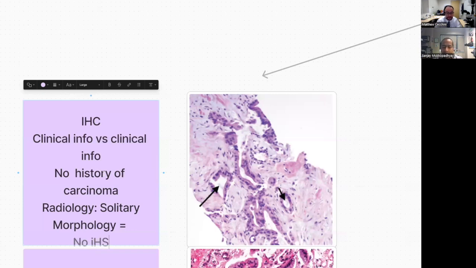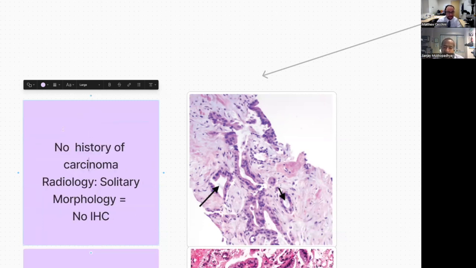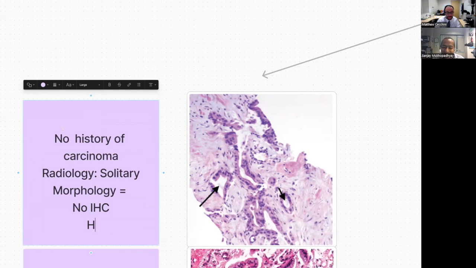Yeah. And for radiology, if this was diffuse bilateral multiple nodules, I would consider doing some immunohistochemistry, although still you have to ask what immunohistochemistry you would do.